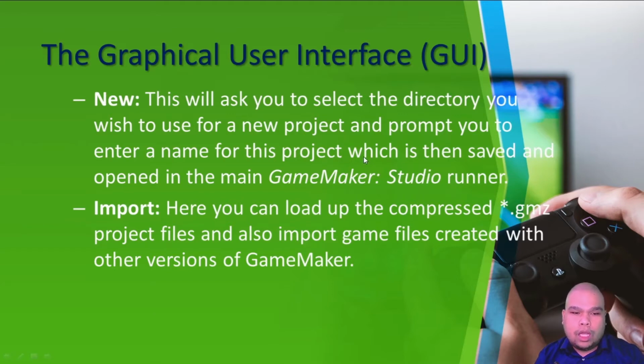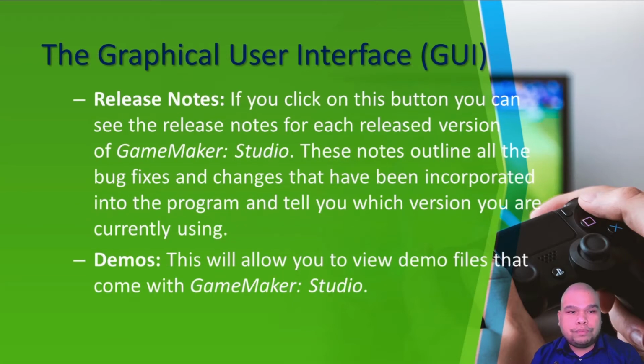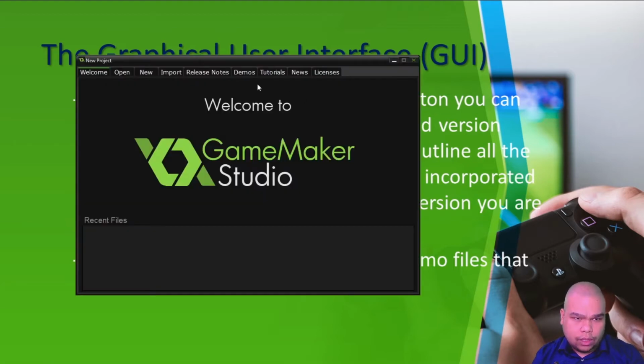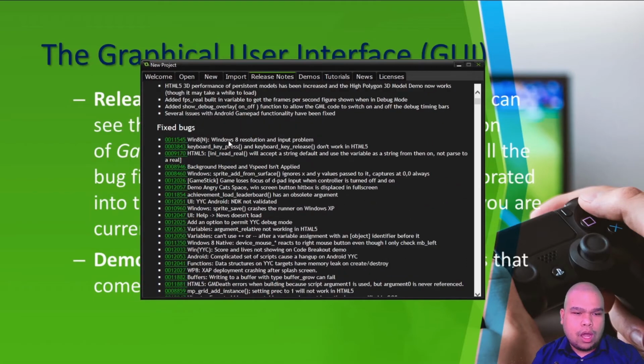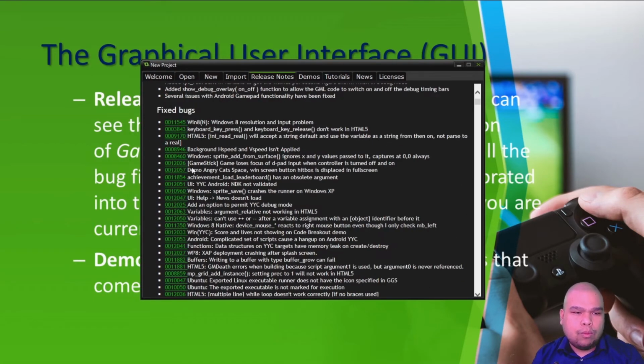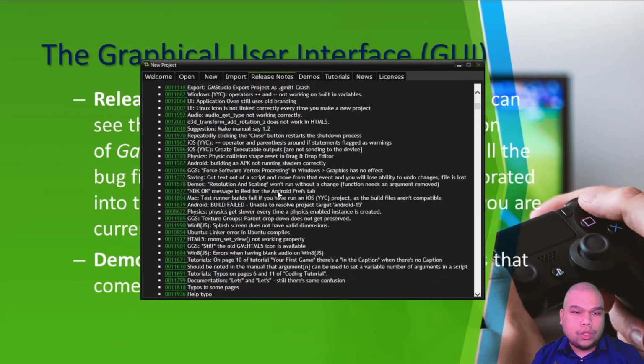So import, you can load up the compressed or the .gmz project file and also import GameMaker files created with other versions of GameMaker Studio. Release notes. If you click on the button, you can see the release notes for each of the release versions of GameMaker Studio. So these notes outline all the bugs, fixes, and the changes that have been incorporated into the program. So let's say, for example, we click this one, okay? So this is the version number and the series of bugs fixed for this particular version, okay?